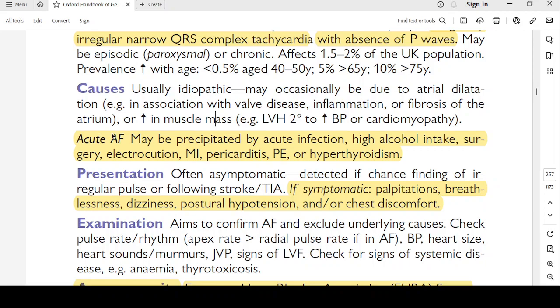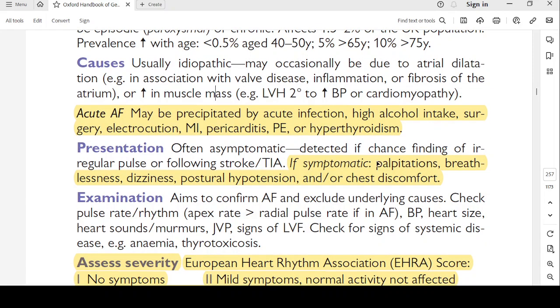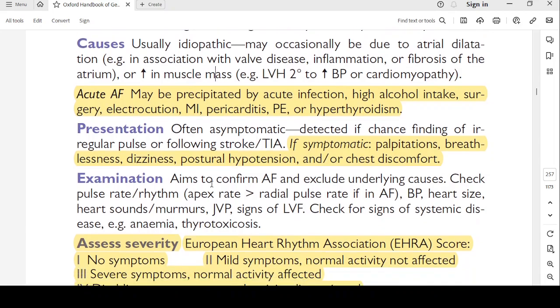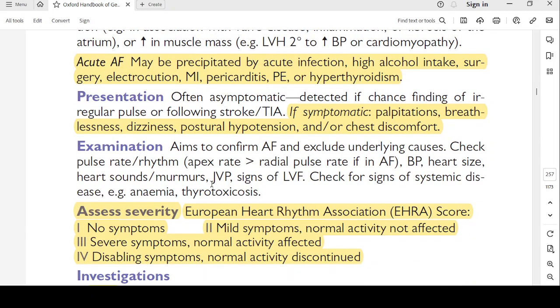Acute atrial fibrillation may be precipitated by an acute infection, alcohol intake, surgery, electrocution, MI, pericarditis, pulmonary embolism, hyperthyroidism. Presentation: often it is asymptomatic, detected as a chance finding of an irregular pulse or following a stroke or TIA. If symptomatic, then the patient may have palpitation, breathlessness, dizziness, postural hypotension, or chest discomfort. Examination aims to confirm atrial fibrillation and exclude the underlying causes.